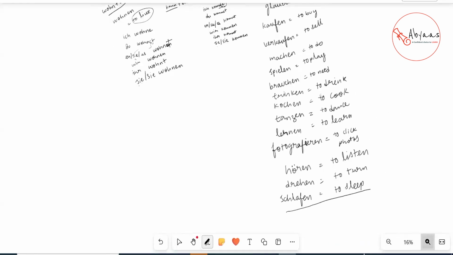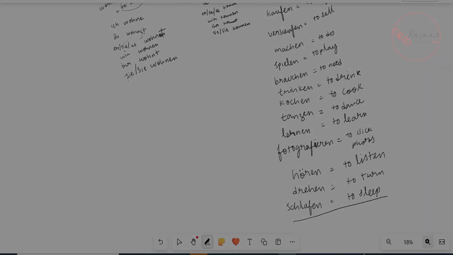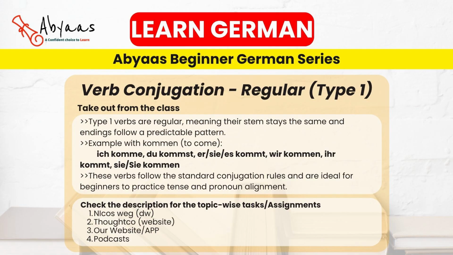Got it? So conjugate them at your home. Take your tasks and assignments seriously. Remember, learning a language is not about talent, it's about consistency.